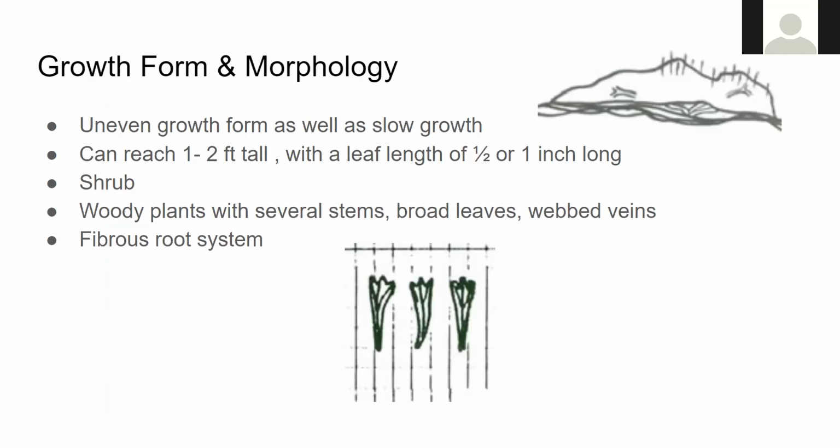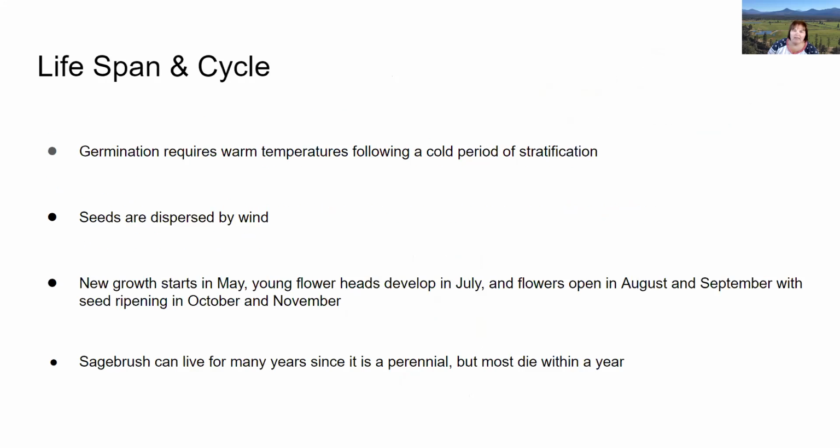For the growth form and morphology, I saw that there was uneven growth as well as slow growth. And on the right side, you could see the pattern of it slowly growing. It could also reach a height of 1 to 2 feet tall, with a leaf length of 1.5 to an inch long. But I also saw another source that said it could reach 1.5 centimeters long. Its morphology is shrub-like. It's a woody plant with several stems and lobed to broad leaves and webbed veins. It also has a fibrous root system. Fantastic. Yeah, it's a good dominant shrub.